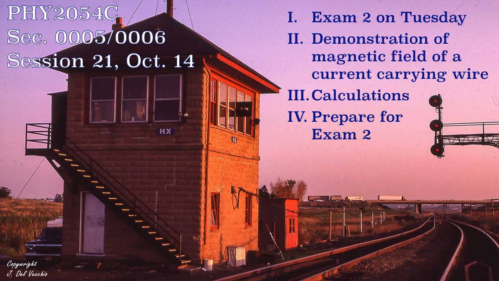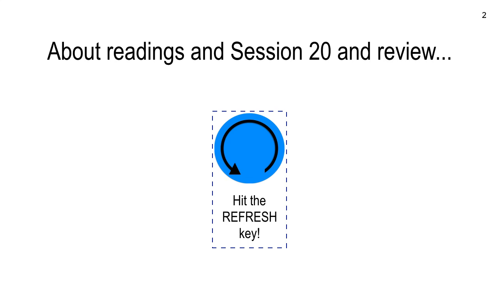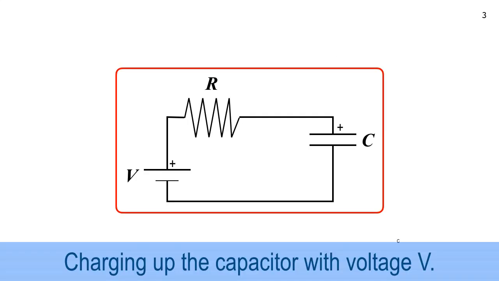Now, let's get some clicking going. We're going to do a little bit from the readings and a little bit from session 20, and actually a little bit of review to start. So last week we talked about the capacitor with a resistance, a capacitor connected to a resistance and a battery, a voltage V.